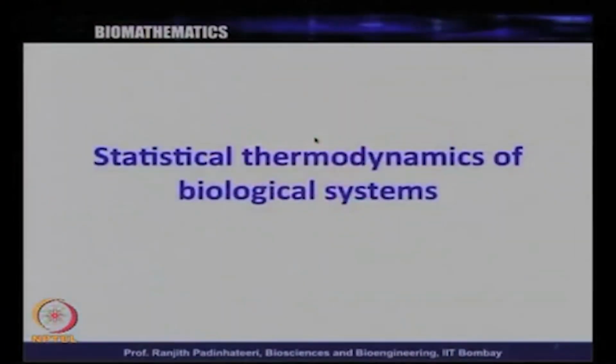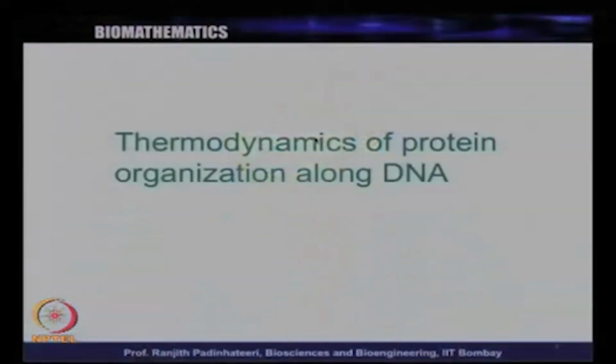So, the section is statistical thermodynamics of biological systems. In today's lecture, we will specifically be discussing thermodynamics of protein organization along DNA. So, what do I mean by thermodynamics of protein organization along DNA?